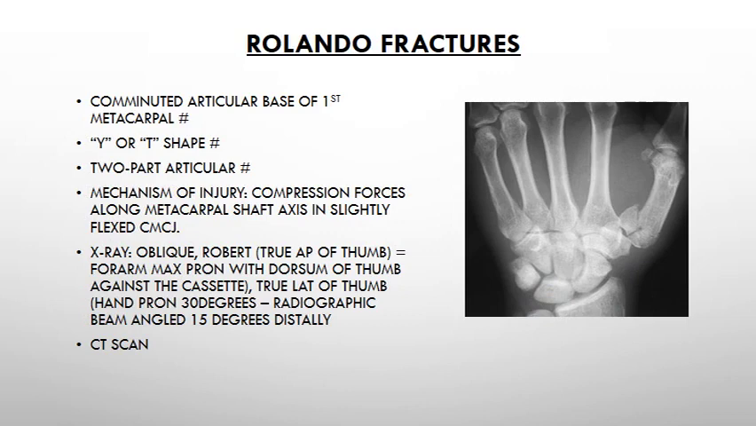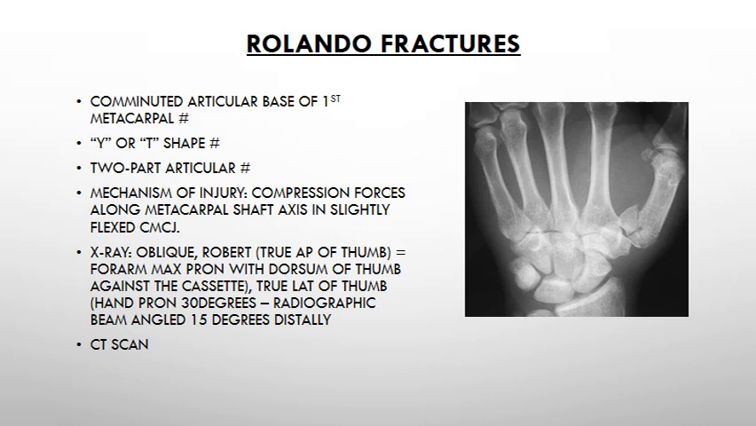A Rolando fracture is a comminuted articular base of the first metacarpal fracture, and it often has a Y or a T shape. It is a two-part articular fracture, and it often occurs with compression forces along the shaft axis in a slightly flexed carpometacarpal joint.